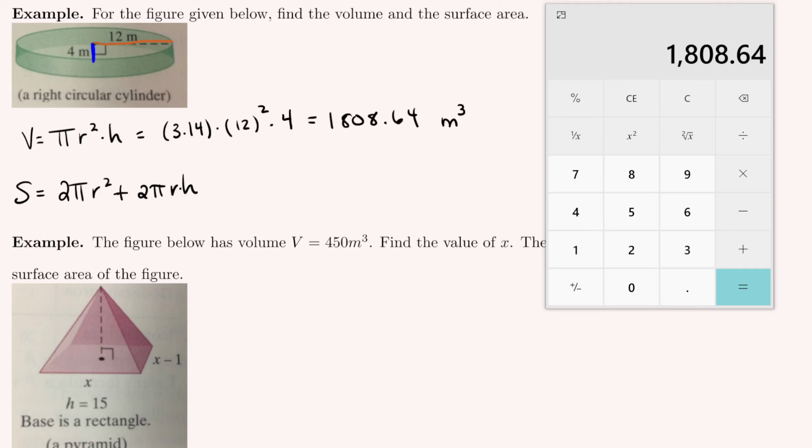And I would encourage you to take a moment and pause and attempt to find the surface area on your own, and then unpause to check your work. So pause the video now, figure out the surface area, unpause to check your work.